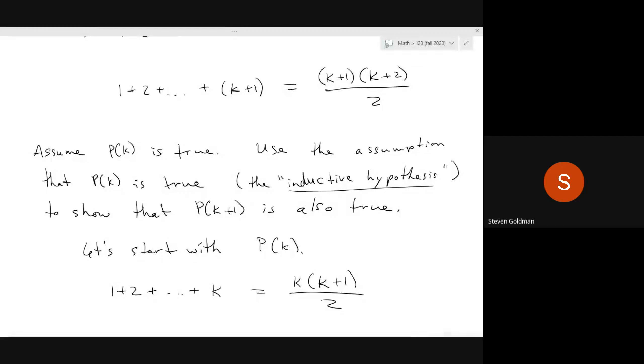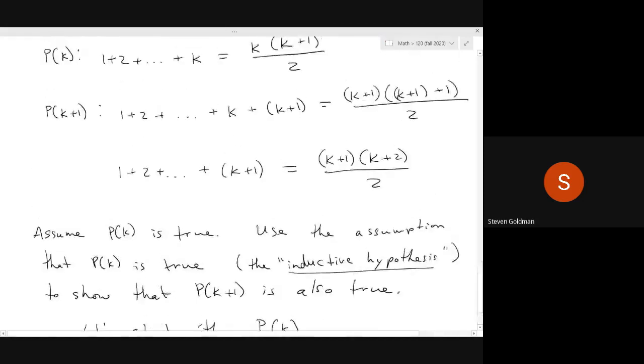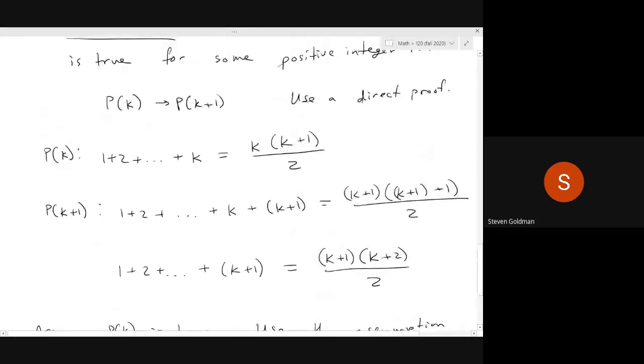All right, so I want to get from P of k to P of k plus 1 somehow. I want to show P of k plus 1 is true, so I have to derive P of k plus 1 from this equation. Let me scroll up here for a moment. Looking at just the left-hand sides of P of k and P of k plus 1, if I'm starting with P of k, what do I have to add to it to get to P of k plus 1?